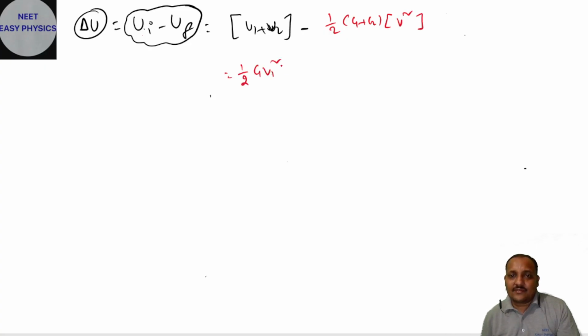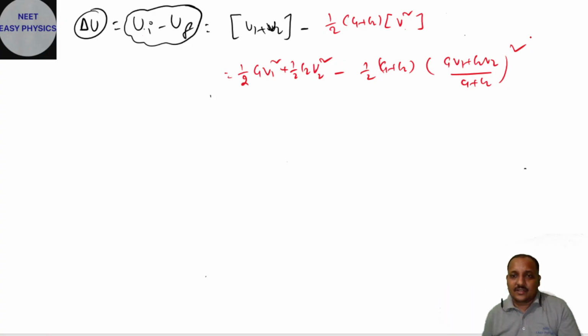If you write fully, half C1 V1 square plus half C2 V2 square minus half C1 plus C2 into V, which is C1 V1 plus C2 V2 by C1 plus C2, whole square. Correct? Now you have to expand this: half C1 V1 square plus half C2 V2 square minus half C1 plus C2. One C1 plus C2 will be cancelled.